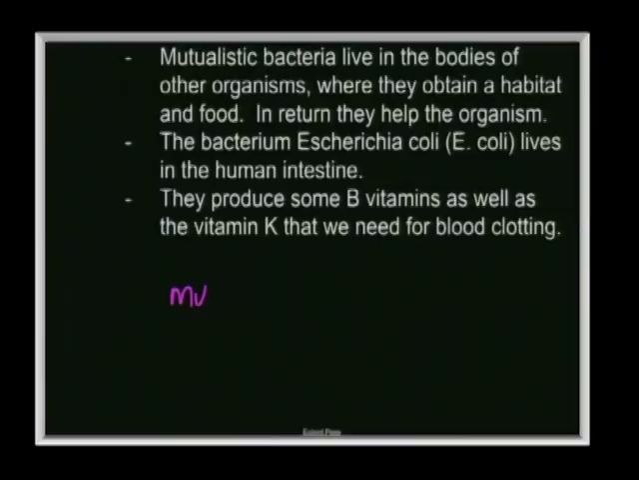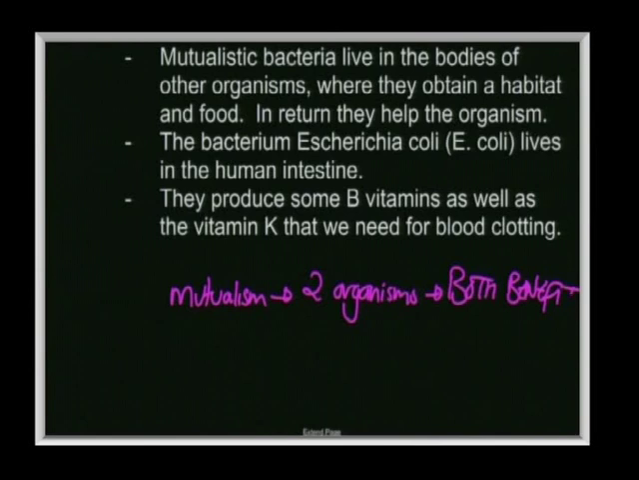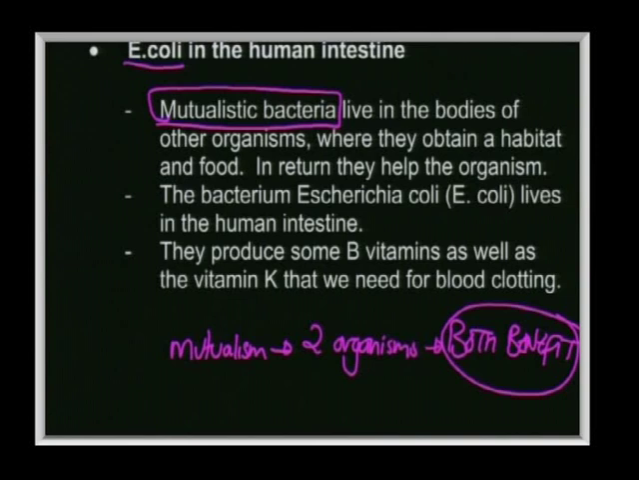Bacteria also are important in a special kind of relationship called mutualism. Mutualism is a relationship where there are two organisms of different species involved, and both benefit from this relationship. One example of mutualistic bacteria that live in a relationship with human beings is a very interesting bacterium called E. coli. Here is how you write its name with a capital E and a full stop, and then C-O-L-I.